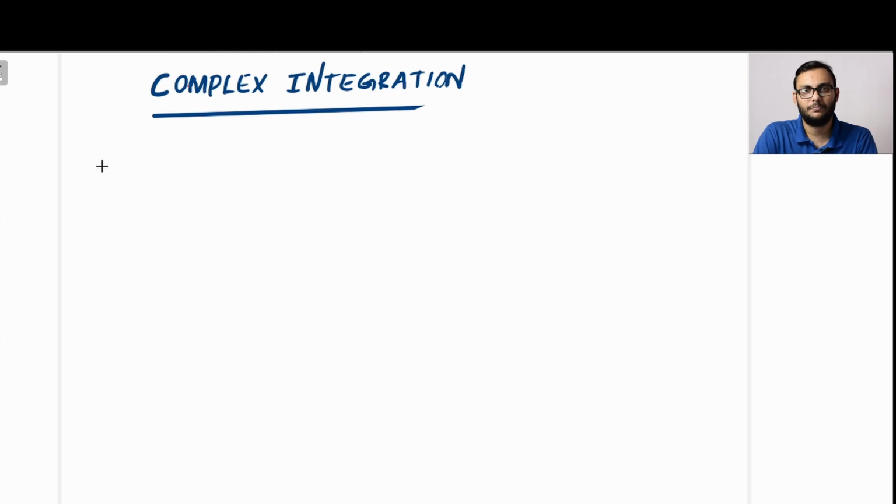Today we are going to study complex integration. Before jumping into complex integration, let us recollect the idea of a line integral. So let's find out what we mean by a line integral.